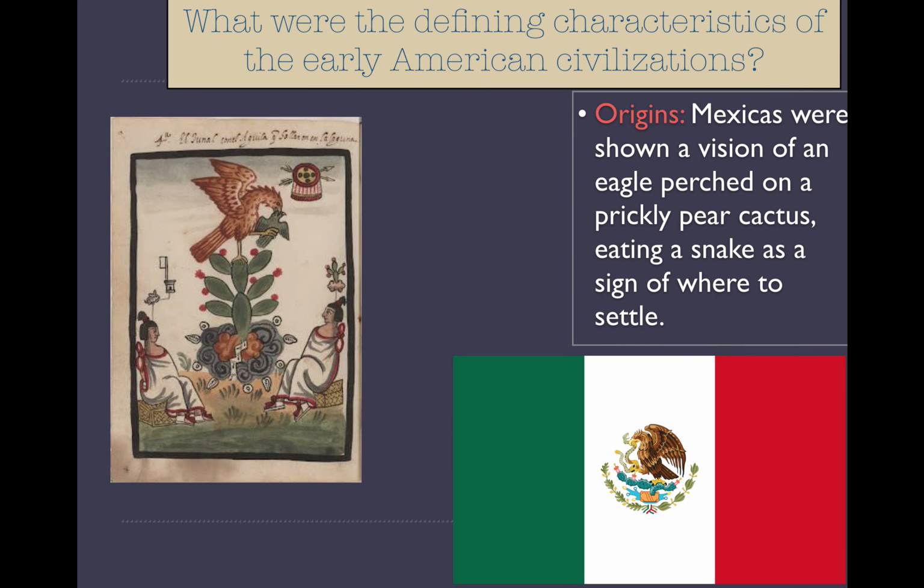And when they wandered to an area known as Lake Texcoco, they saw a sign there. They saw a vision of an eagle perched on a prickly pear cactus, eating a snake, which they saw as a sign of where to settle. On the left, you can see the representation of that. At the bottom, you can see that that's the modern-day Mexico flag, because that's the origins of the Aztec people.